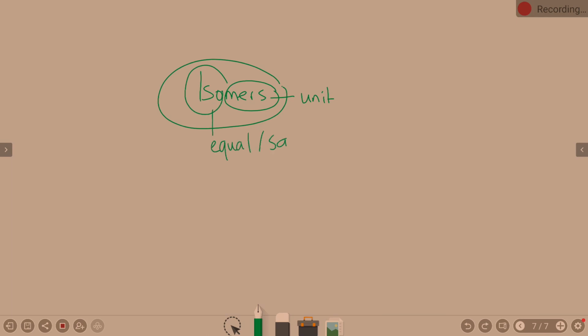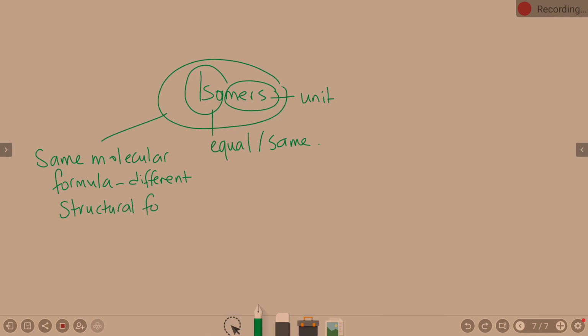Equal or the same. In terms of what we're learning about, the isomer that we're talking about is something that has the same molecular formula but different structural formula. Okay? Same molecular formula, different structural formula.